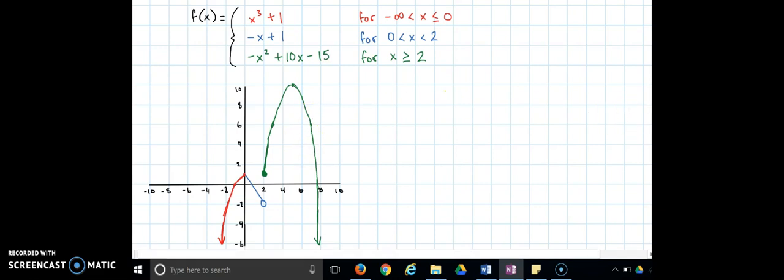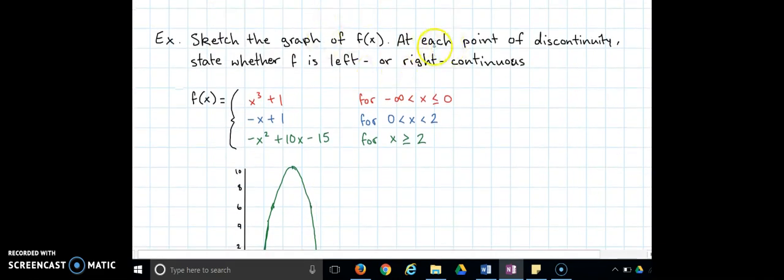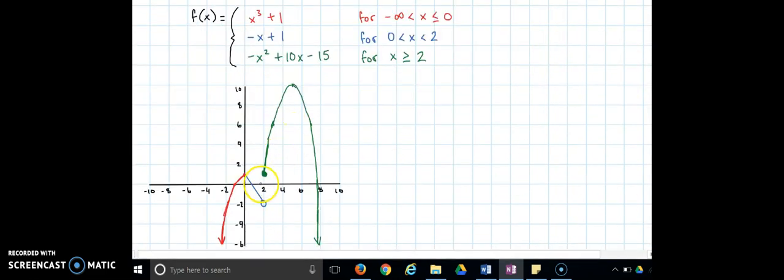Sorry, my bad. The last part of this last example asks to state whether f is left or right continuous at each point of discontinuity. Here we can see that this point is right continuous, and this point here is left continuous.